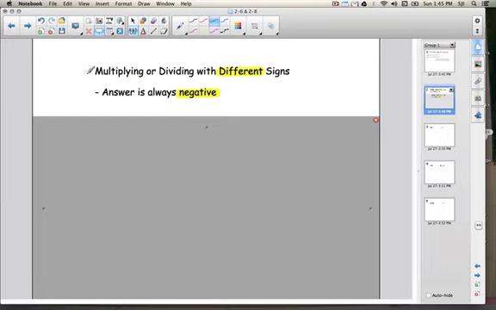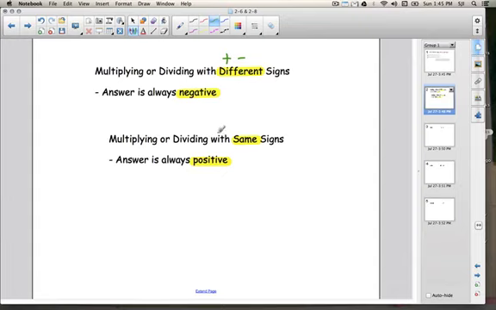The first rule is that when you're multiplying or dividing with different signs, the answer is always going to be negative. So in other words, if you have one positive and one negative, the answer is always going to be negative. The second rule you need to know is when you are multiplying or dividing with the same sign, so in other words, they're both positive or they're both negative, your answer is always going to be positive. So if the signs are different, you're going to get a negative answer, and if the signs are the same, you're going to get a positive answer.